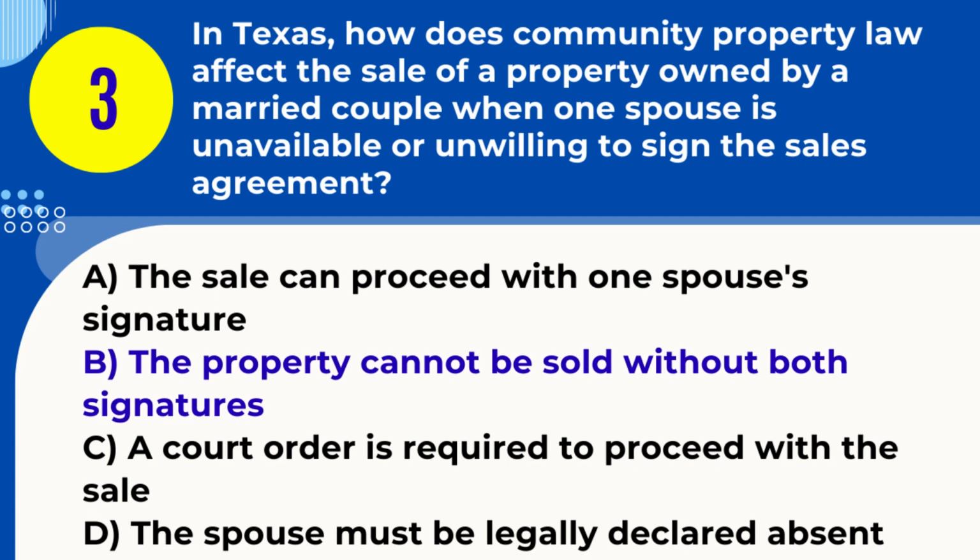Answer. B. The property cannot be sold without both signatures. Explanation. Under Texas community property law, both spouses must agree to sell a property owned during the marriage. If one spouse is unavailable or unwilling, the sale cannot legally proceed without both signatures.